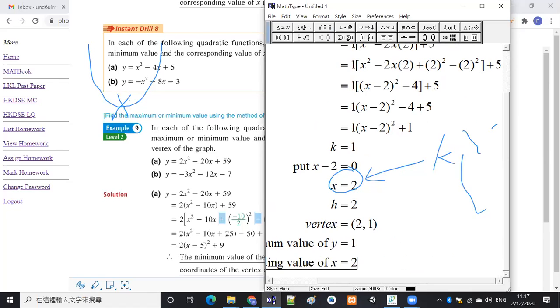It's okay. Do part A, and then part B. Let us do part B together.